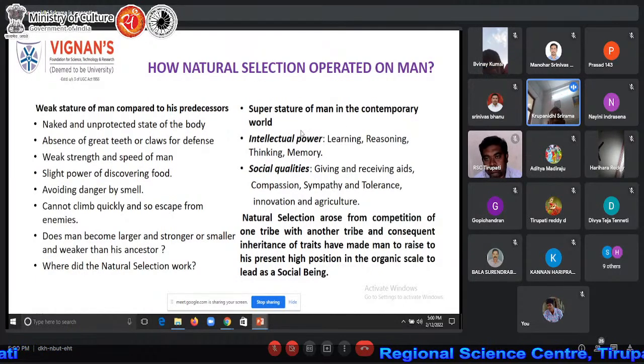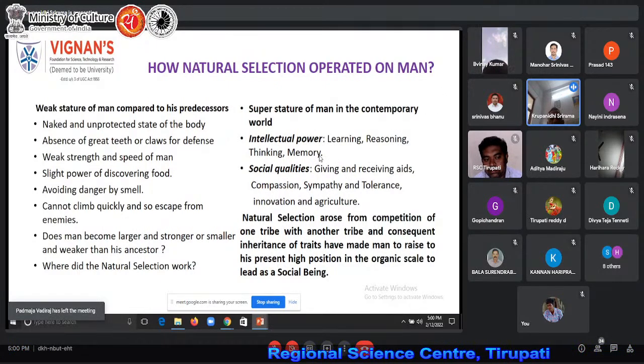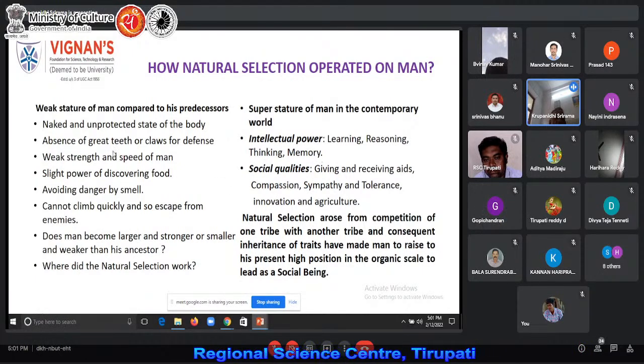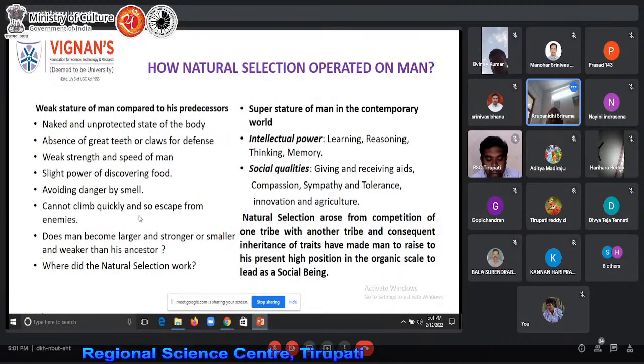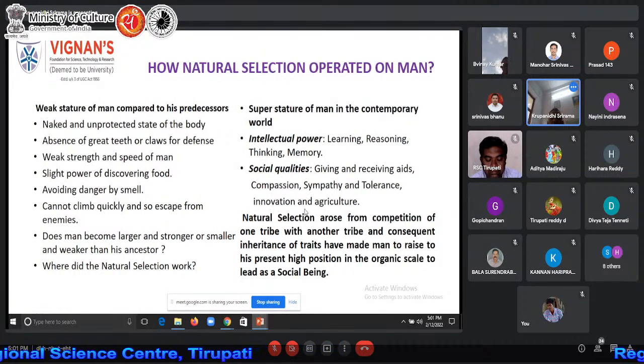So here, learning, reasoning, thinking, memory consolidation, and complex behaviors are all the intellectual power. That is where natural selection operated. All these features are secondary, tertiary features, not the original, primary features. Then social qualities: giving and receiving aid, compassion, sympathy, tolerance, love, innovation, and agriculture. These are all the social qualities, the features on which natural selection has taken place.